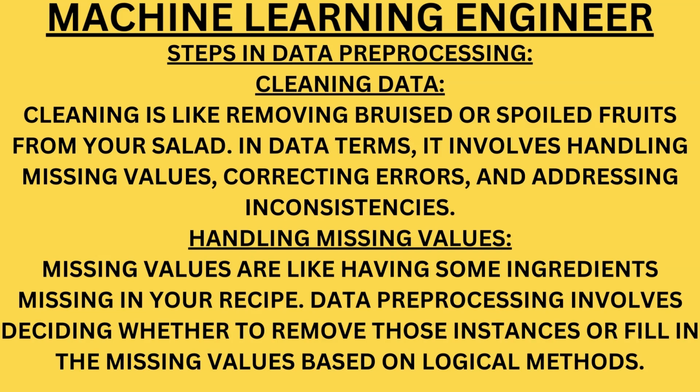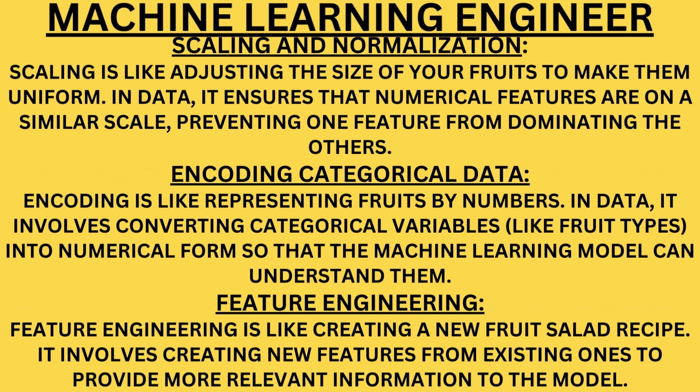Handling missing values. Missing values are like having some ingredients missing in your recipe. Data pre-processing involves deciding whether to remove those instances or fill in the missing values based on logical methods. Scaling and normalization. Scaling is like adjusting the size of your fruits to make them uniform. In data, it ensures that numerical features are on a similar scale, preventing one feature from dominating the others.